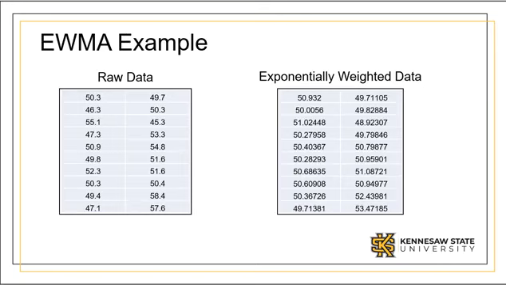Let's consider this data set. The data on the left is raw data that must be converted into exponentially weighted data. The data on the right is the exponentially weighted data. We assume the memory factor is 0.2.